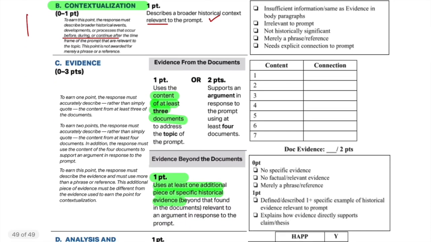Then for document usage, I'm going to see which documents you use. If you use document 1, content, I go through and circle as I'm reading. Document 3, content, document 5, document 7, and let's say that those are all the documents that you use. Well, I'm going to count content 1, 2, 3, 4. How many points do you get for using the content of 4 documents? 2. Exactly right. If you use 3, you get just 1. If you want all 2 of the content points, then you have to use 4 documents.